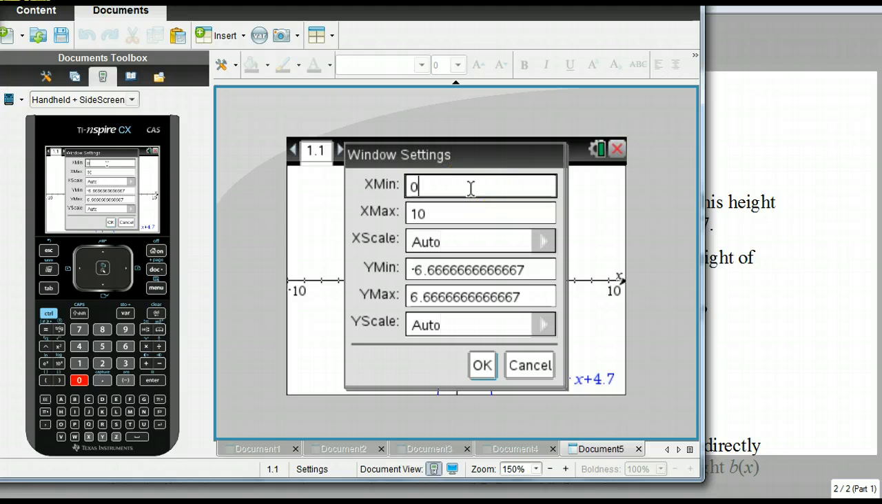Okay, the max is not so bad. How about what should be my minimum y? 0. 0 as well, yeah, because we can't go below ground on this. And then we'll just say 20. y max will just stay at 10, okay?